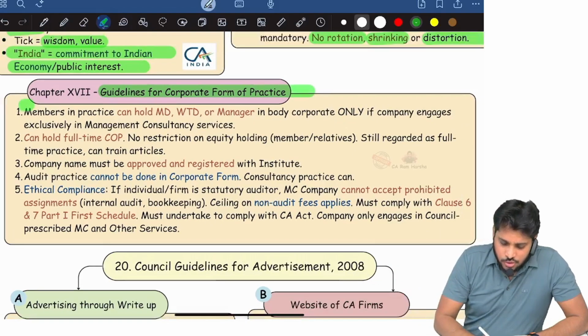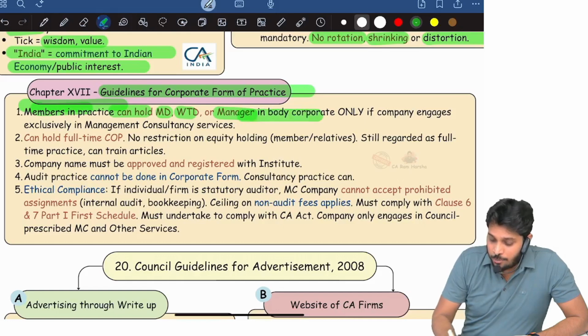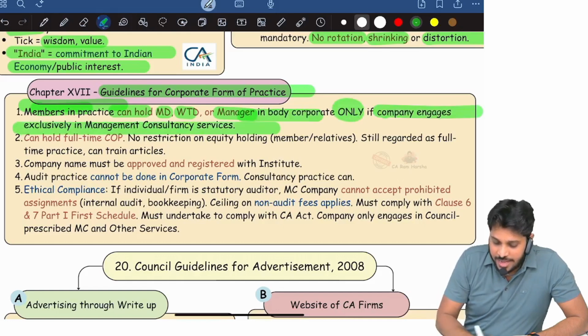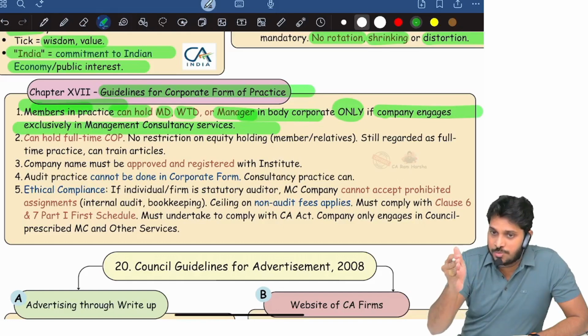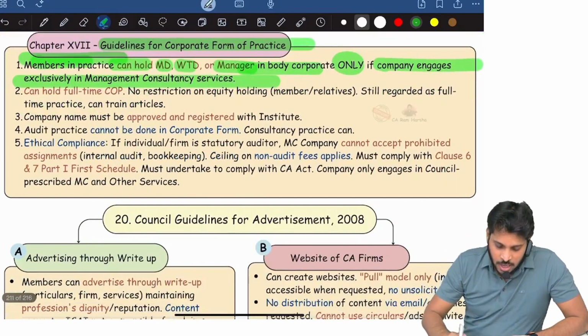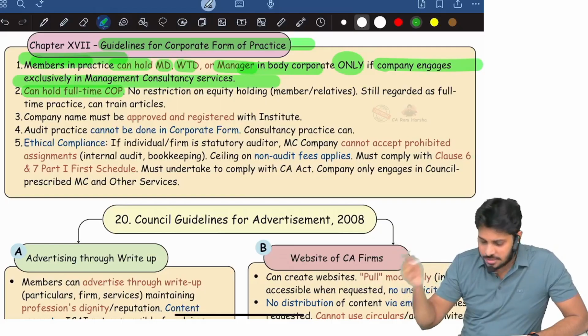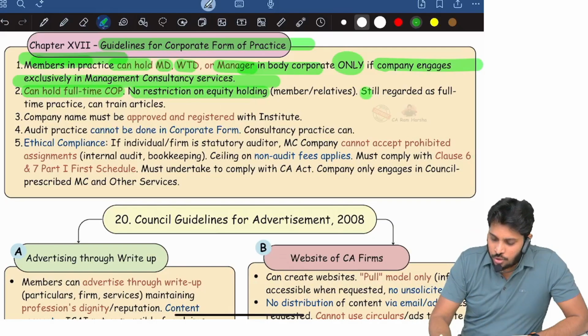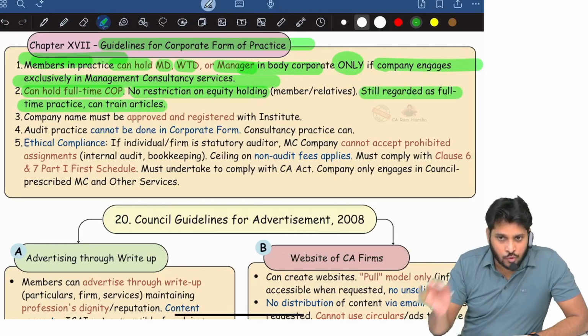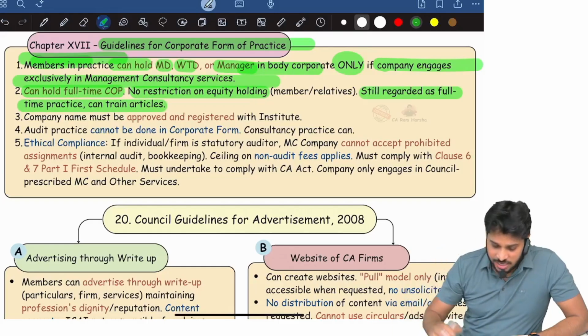So members in practice can hold MD or whole-time director or even a manager in a body corporate only if the company engages exclusively in management consultancy and other services. You can still hold full-time COP in spite of you being a whole-time director here. No restriction on equity holding, and it is still regarded as full-time practice, and you can train articles, all that.